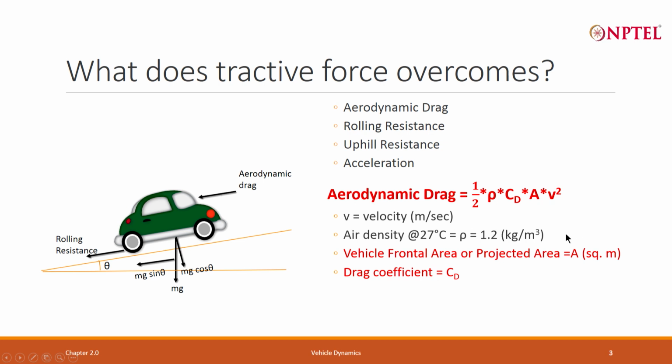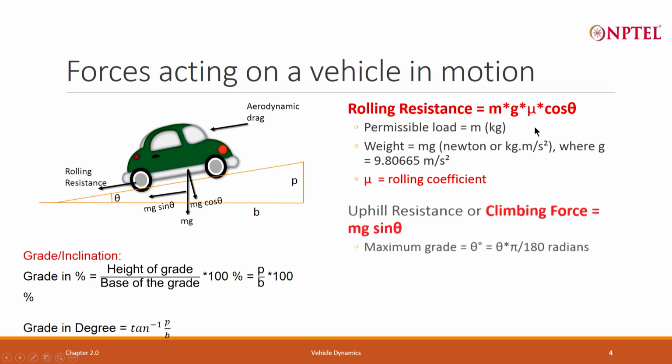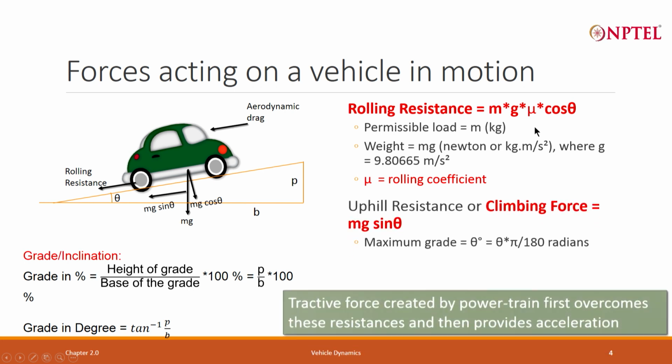I kept on emphasizing that, and we will see that quite a bit as we go on. Then it also encounters a rolling resistance, which is mg mu, dependent on mass, gravity and mu, a constant called the rolling coefficient. And the third is the climbing force, mg sin theta, which plays an important role. These three forces are always there whenever the vehicle is moving. Of course, if there is no climb, theta is 0, sin 0 is 0, so the climbing force is 0, but the other two are always there.